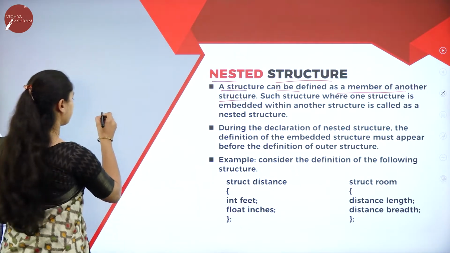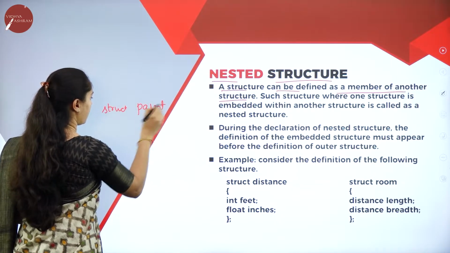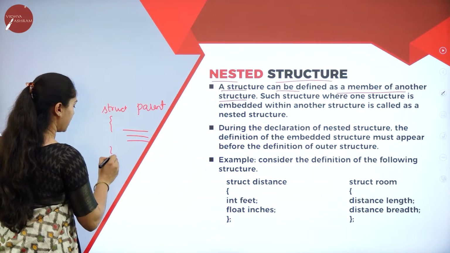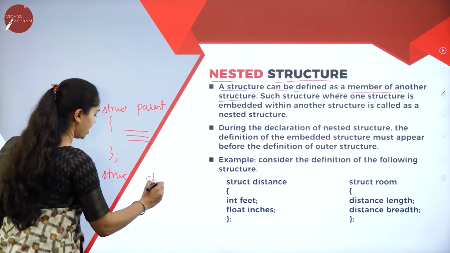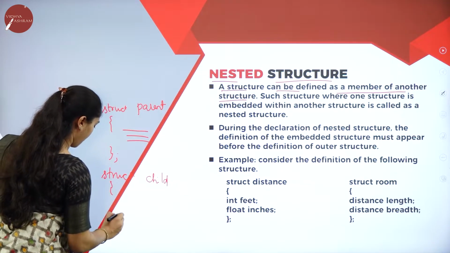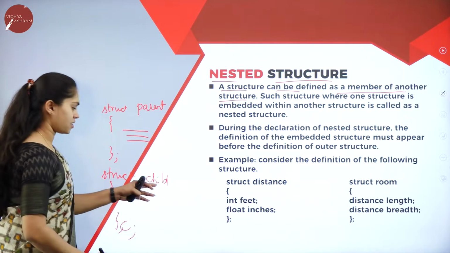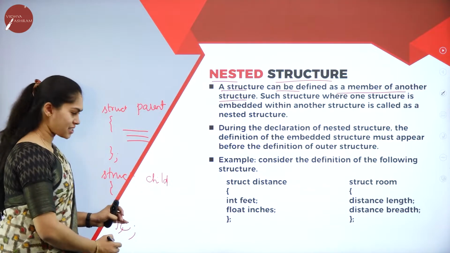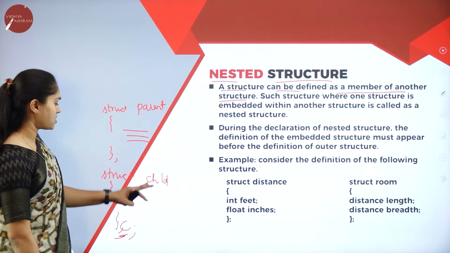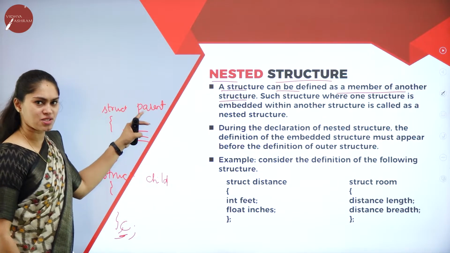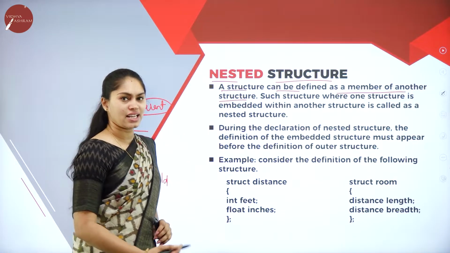Let me consider struct parent, and it is going to have some data elements. Then I close the structure. Then I again have struct child. Here I am going to create one variable called C for this child structure. At that time, I can access the content of this parent by making use of this structure variable called C, because this child structure has been embedded within the parent structure. That is what we call a nested structure.